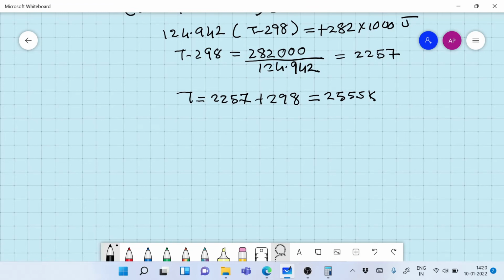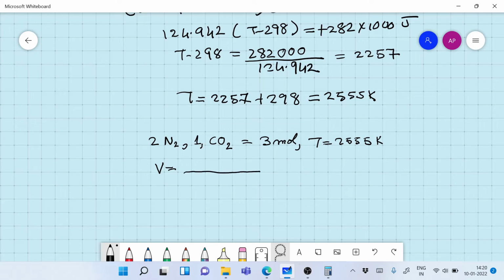The final number of moles is 2 moles of nitrogen and 1 mole of CO2. This is what we have. So we have 3 moles. The final temperature is known. It is 2555 Kelvin. Now the last bit that is required is what is the volume?